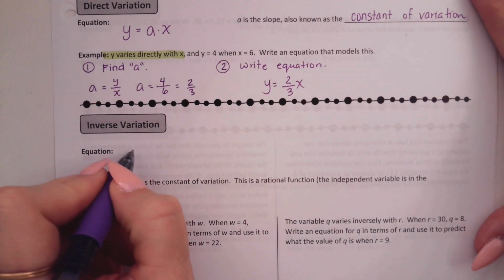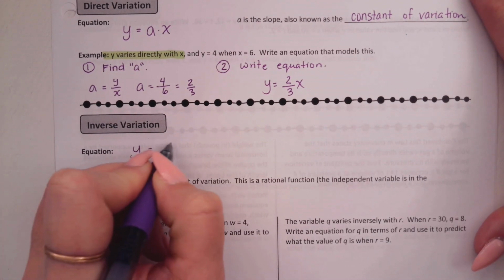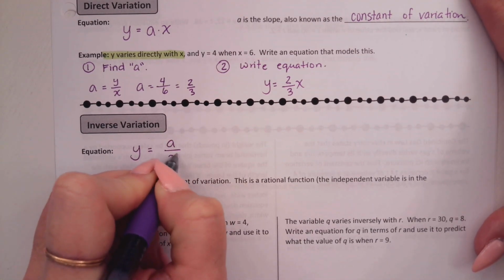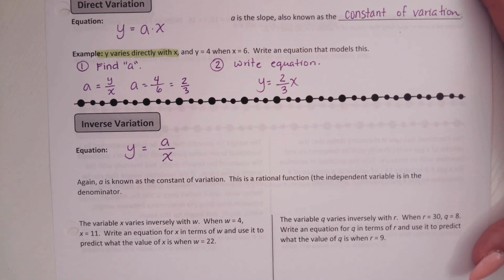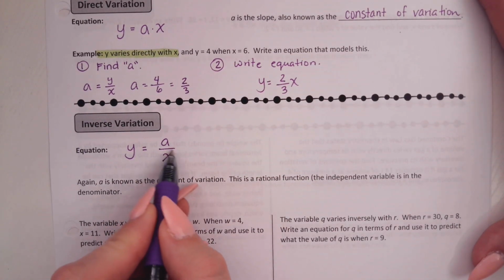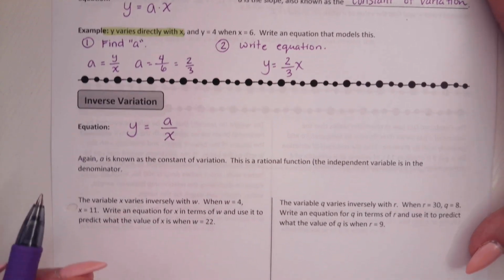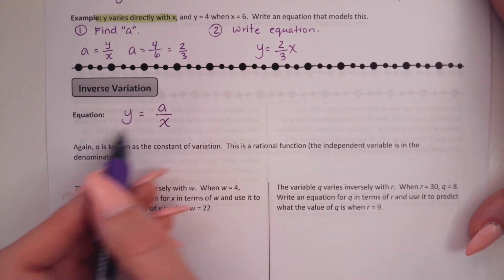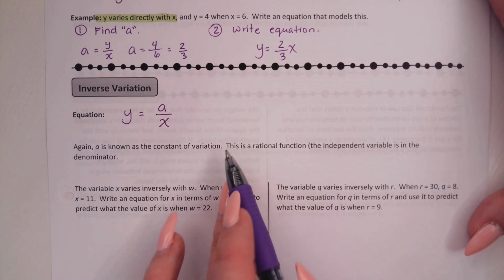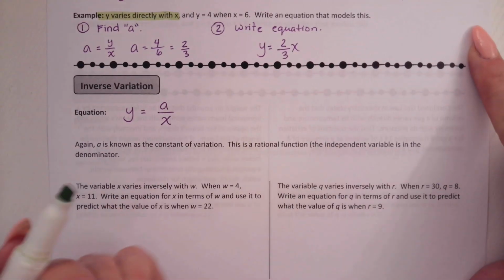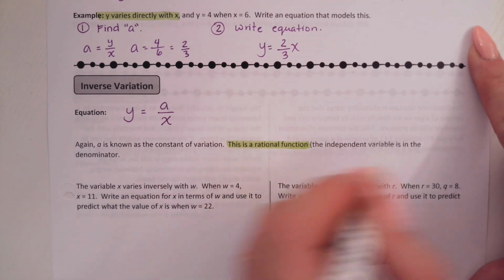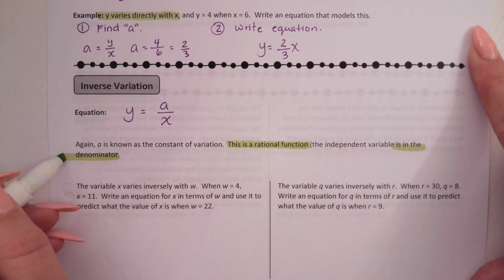So our equation for this would be y equals a divided by x. So remember, rational functions, like I said earlier, it's a ratio. It's going to look like a fraction, specifically where you have a variable in the denominator. A is still known as the constant of variation. Again, it is a rational function, so the independent variable, aka x on this one, is in the denominator.